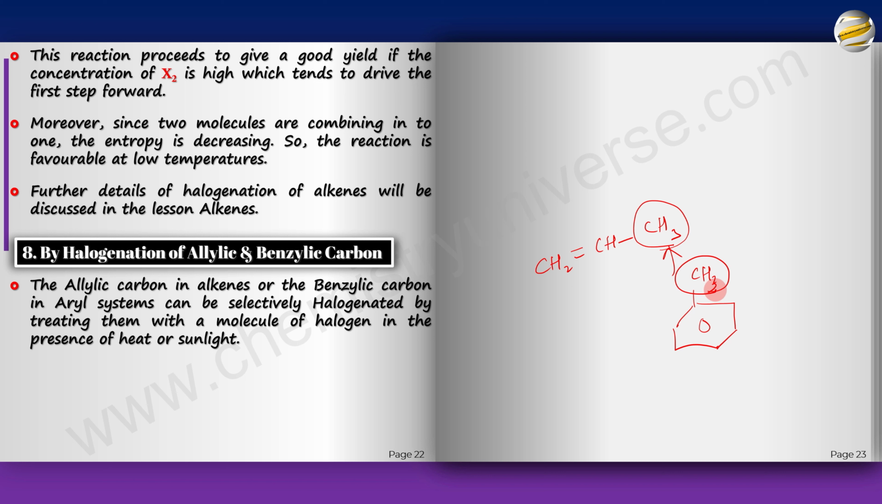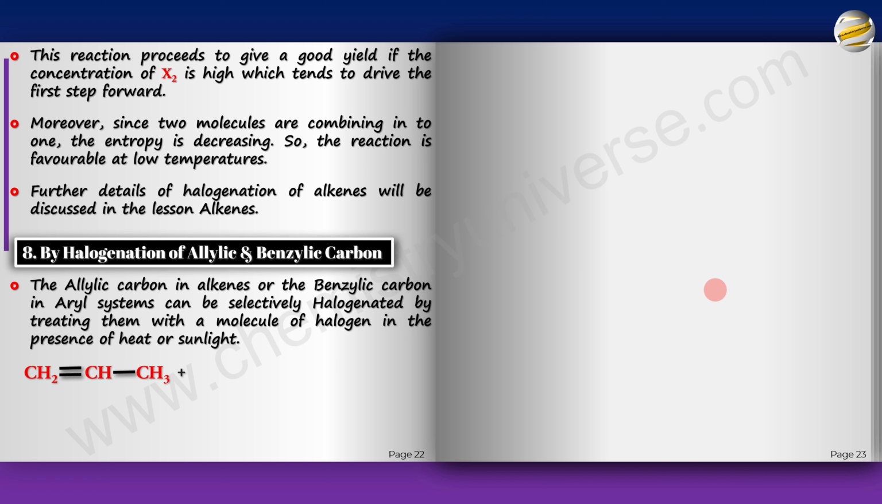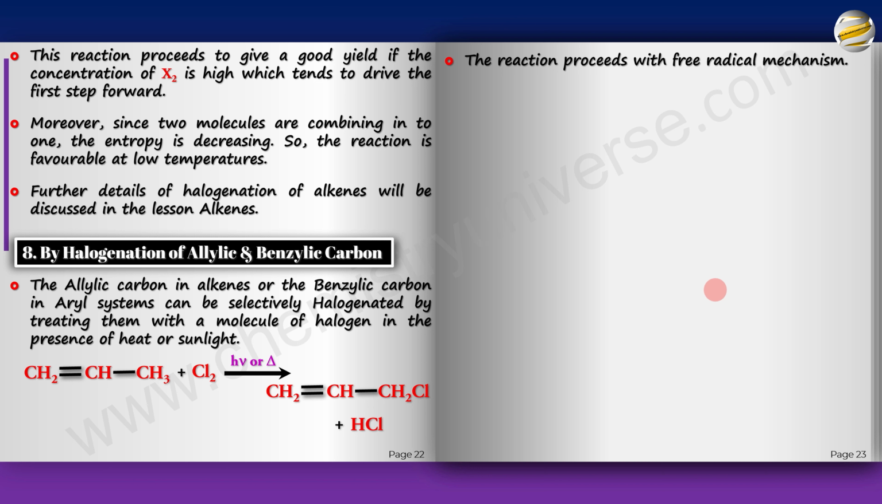because they are very much prone to having this reaction done because their radicals are pretty stable. Again, it's a free radical mechanism. You need sunlight or heat, and you will get the allylic halogenated product, and the H that comes out of the allyl carbon forms HCl. So the reaction again proceeds through free radical. Again, you have the chain initiation step. Then you have the propagation step.